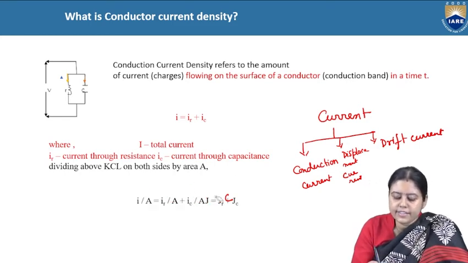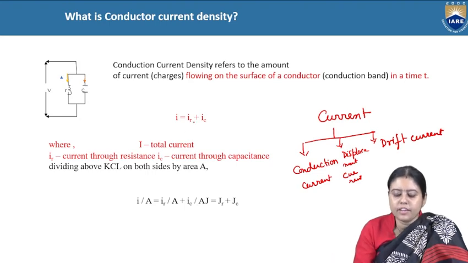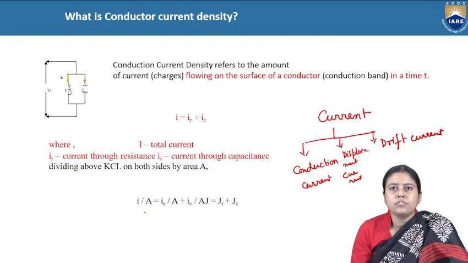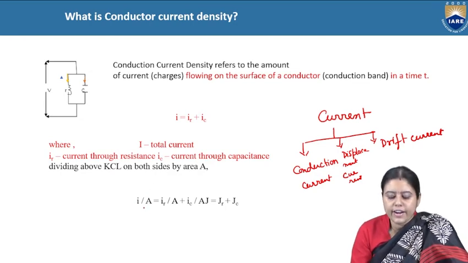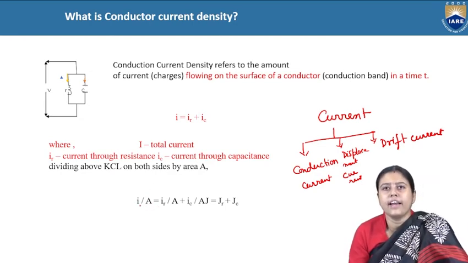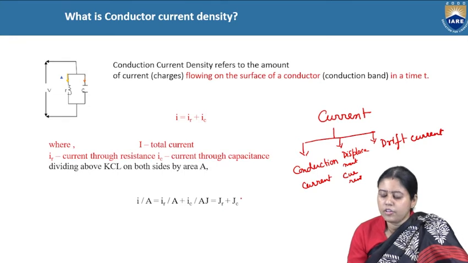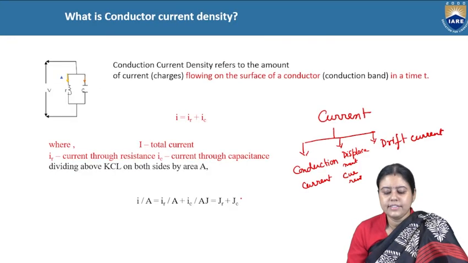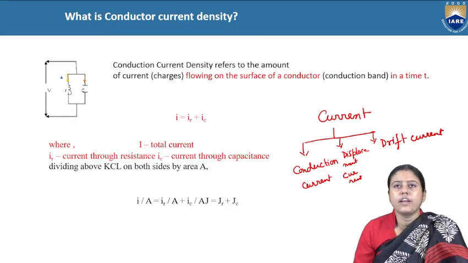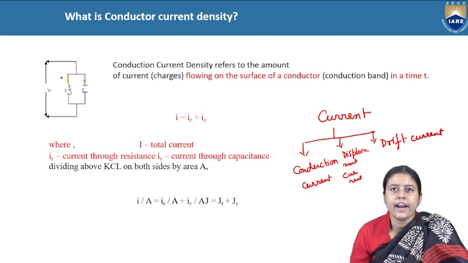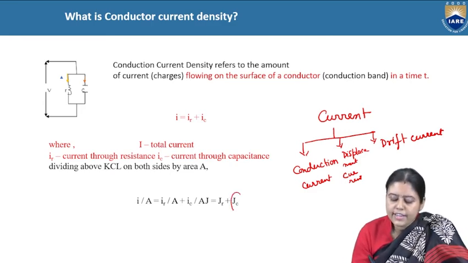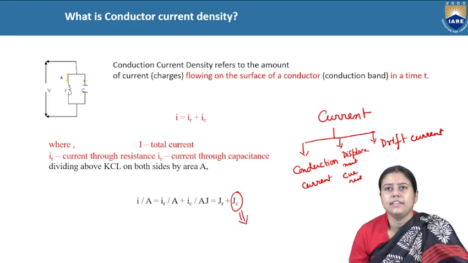How can we get this? This is the KCL, obviously. If we divide all the currents by the cross-sectional area A, I by A is equal to IR by A plus IC by A, which is equal to JR plus JC. So this is known as the conduction current density, where JC is known as the displacement current density.